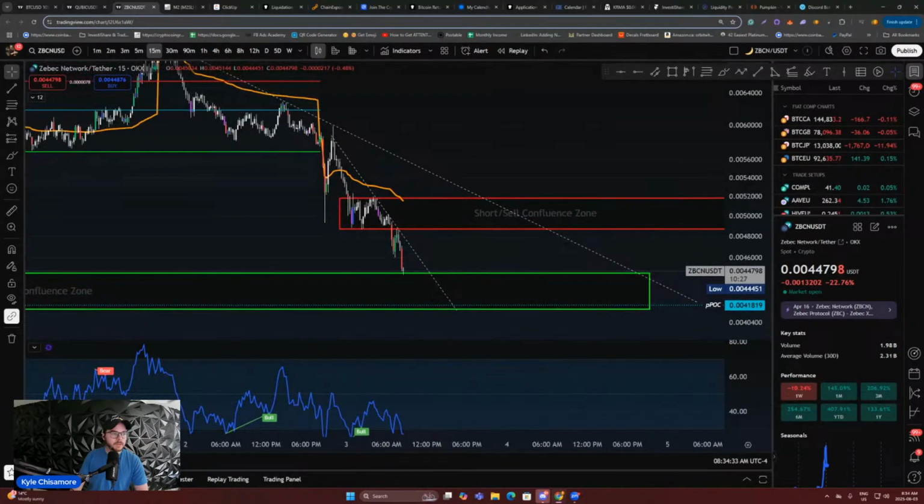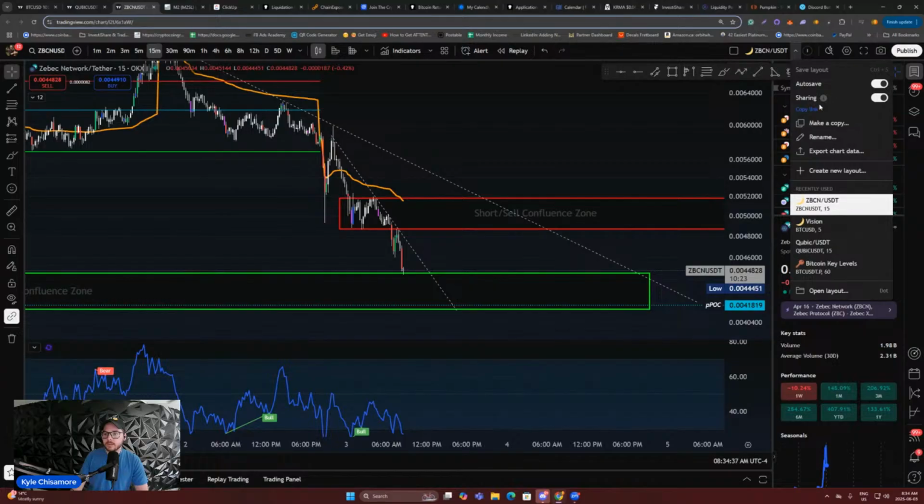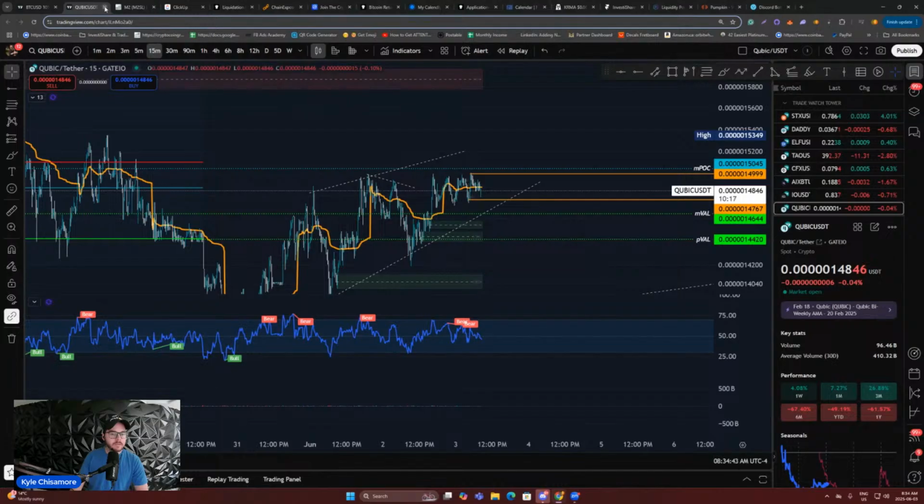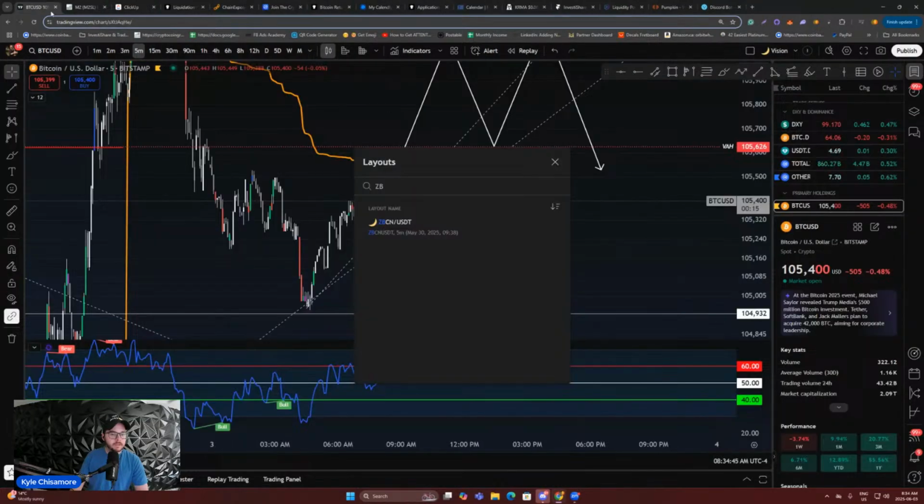Okay, cool. Let me save that because I don't know if this is set for autosave. It is. Okay, we're good. So let's delete that. Delete that. We got that.